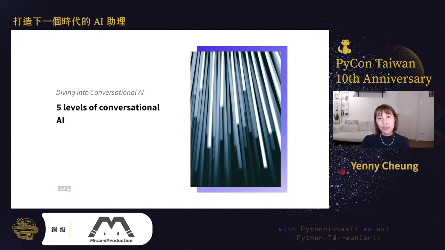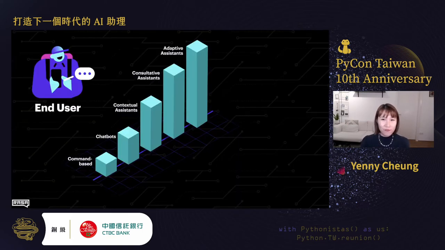So, having dived into some of these sectors that use conversational AI, let's find a framework to represent where the technology is at and where we can advance further. We'll use these five levels of conversational AI to talk about the evolution. For AI assistants to work for everyone, we needed to work for both the end user and developer experiences, right?